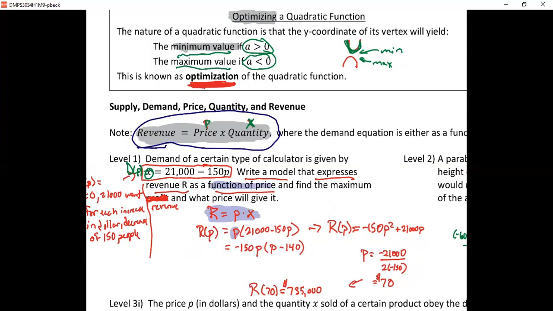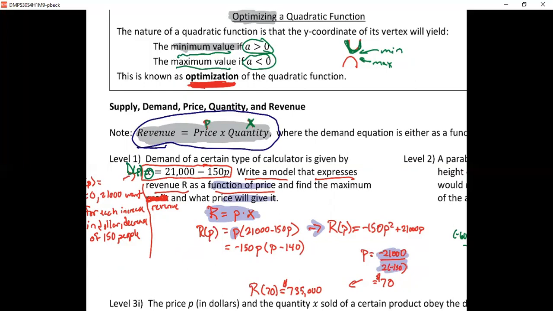With that said, we have an option of saying, okay, let's take it to standard form, and then we could figure out where we have the maximum revenue. For the price that gives us our maximum revenue, we could do negative b over 2a, which is what we're seeing right here. And if we do that, then we get 70.